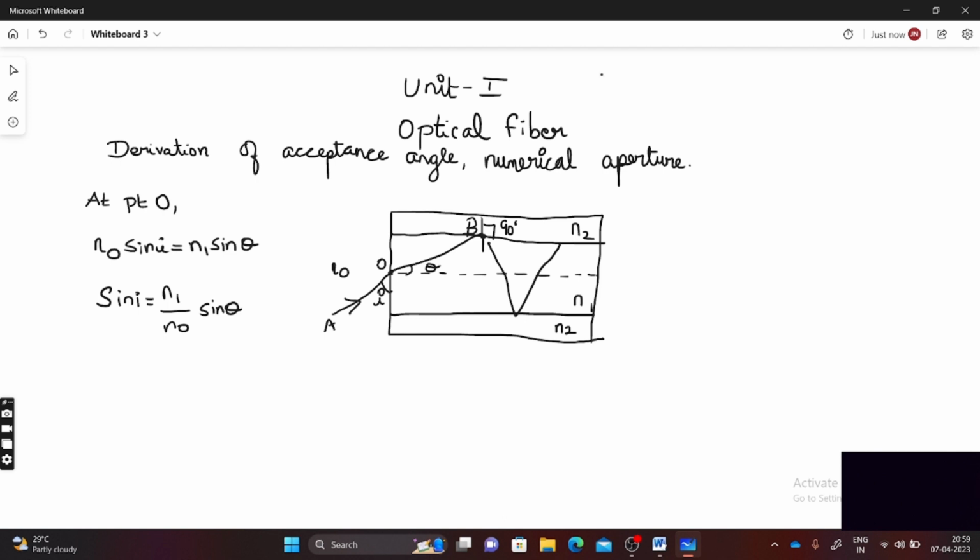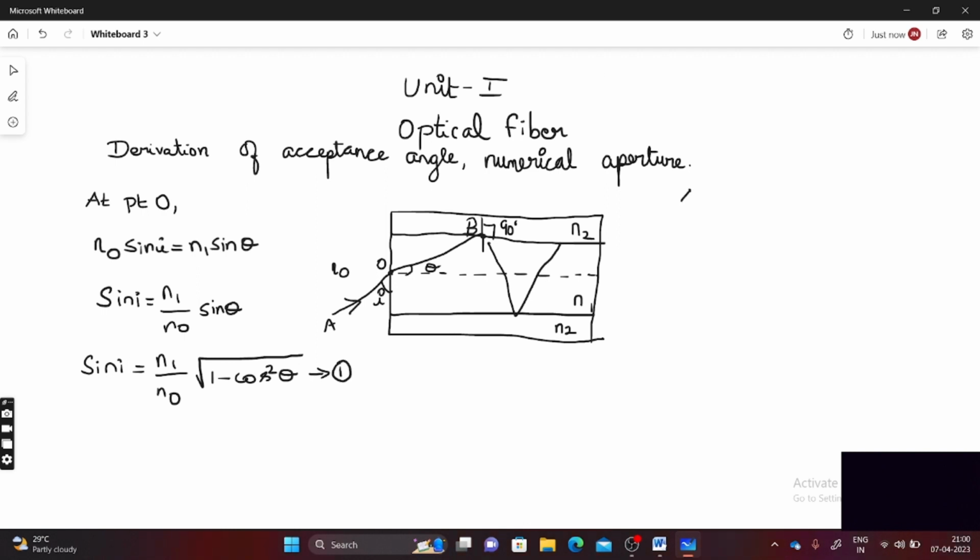We know sin theta is nothing but root of 1 minus cos square theta. We take it as equation number 1.